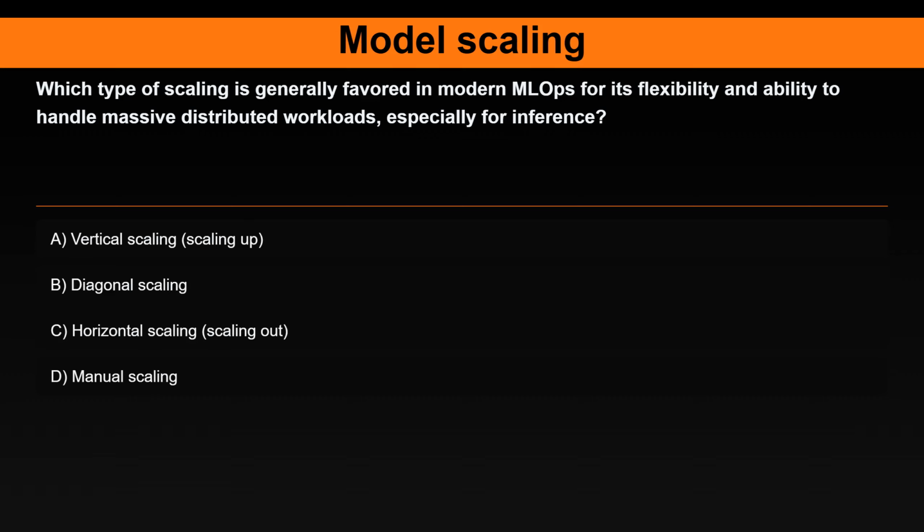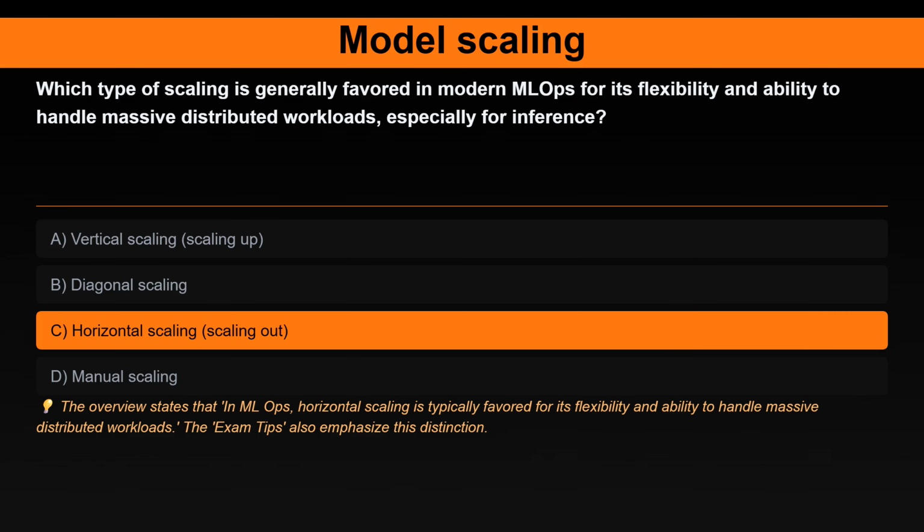Question 16. Which type of scaling is generally favored in modern MLOps for its flexibility and ability to handle massive distributed workloads, especially for inference? Option A. Vertical scaling, scaling up. Option B. Diagonal scaling. Option C. Horizontal scaling, scaling out. Option D. Manual scaling.